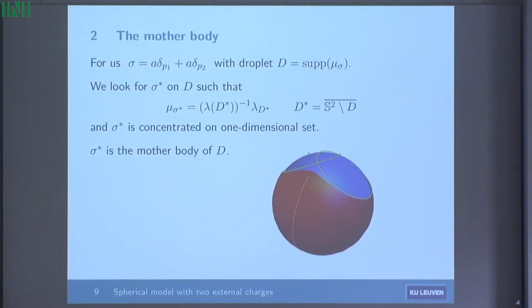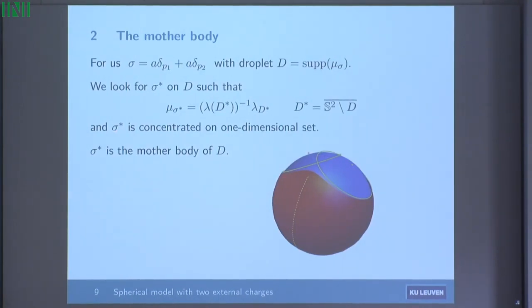Now, our strategy is to go in a roundabout way. We look for another measure located inside the droplet, which we don't know yet, but we're going to first construct a measure that we call sigma star. There's some dual problem, such that sigma star will also be a highly concentrated measure. It will not be on a point set, but on a one-dimensional subset of the sphere. Actually, it will be on the big circle on the sphere separating these 2 points.